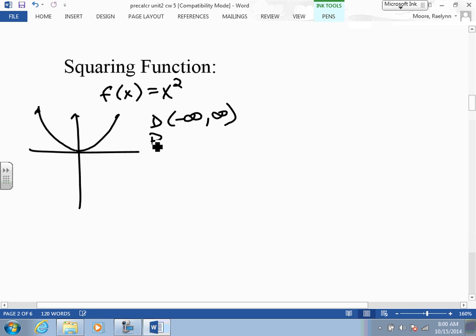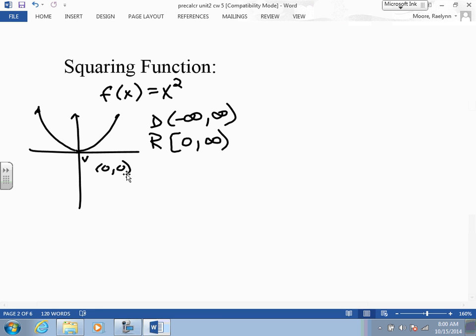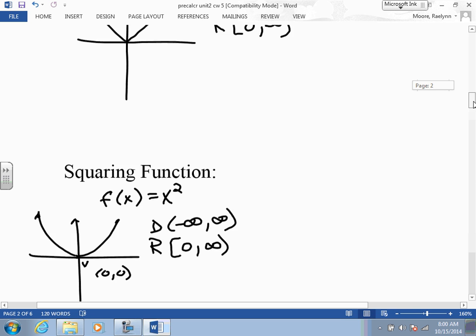Anytime we square, and this is just your basic function without any other terms here, when we square, we're not going to ever get a negative out of this. So again, our range is from 0 to infinity. Your vertex in this case, 0, 0. Okay, these are your basic core graphs without anything else going on.